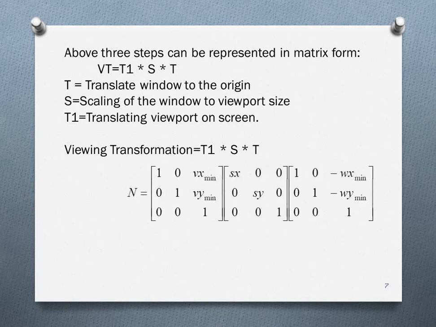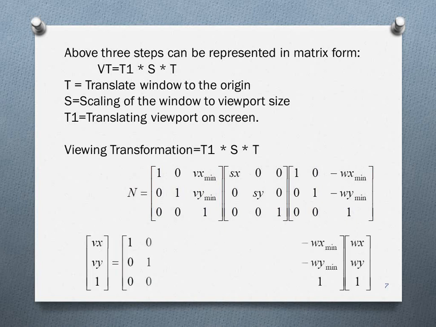If we create it in the form of matrices, these are the 3x3 matrices of translation and scaling. In the first matrix we will put the value of Tx as minus Wx minimum and the value of Ty as minus Wy minimum, and Sx and Sy are kept as they are, and you will put these values later on. Then the values of Tx and Ty for T1 are Vx minimum and Vy minimum. After putting these values we get N, the viewing transformation matrix, and this matrix is also known as the normalized transformation matrix.